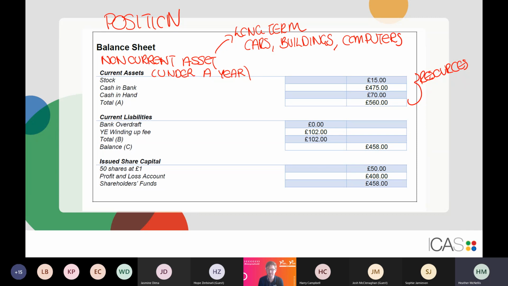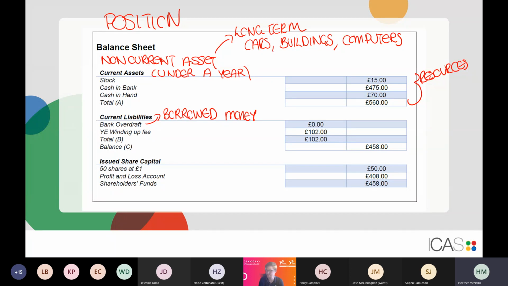Then we come down to the next section, which is our current liabilities. And our current liabilities is basically money we owe to somebody else. So if you are in a bank overdraft position, i.e. you've basically borrowed money because you've gone over your limit, what the bank does in that case is they give you an overdraft, which is lending you money. That's what a bank overdraft is. It's a kind of loan. It's a very, very short-term loan.